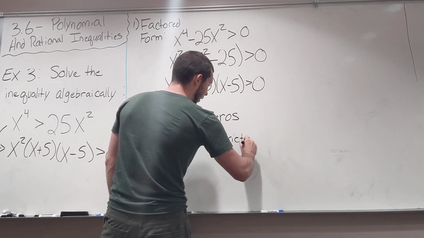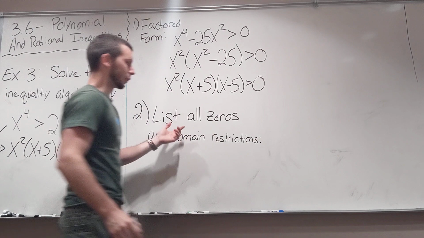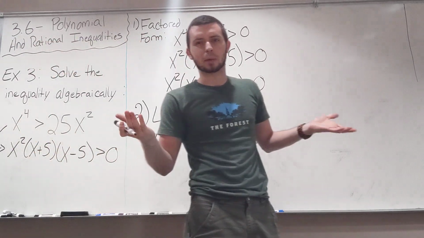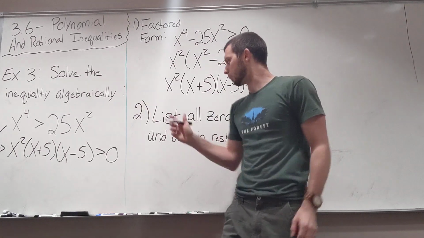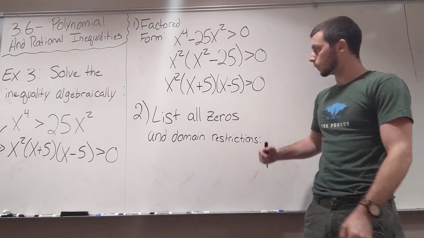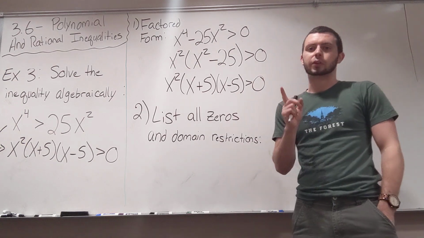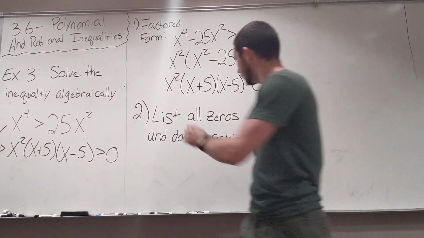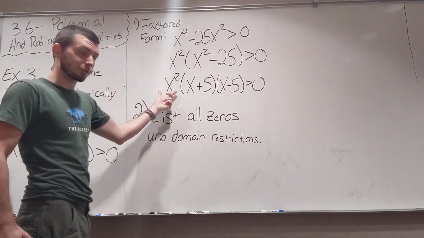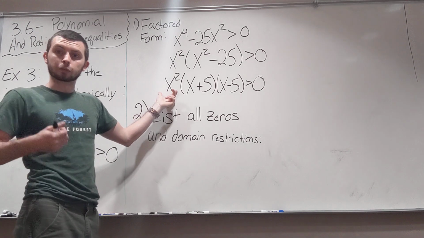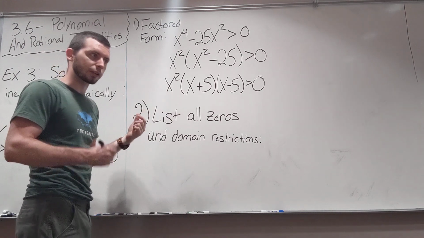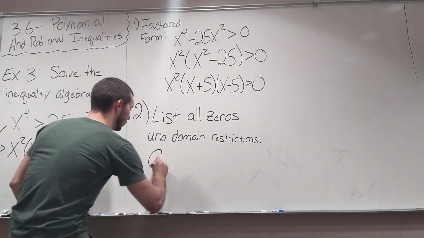Well, we're not going to have any domain restrictions, just like in the last problem. We don't even have a denominator, so we can scratch that. Zeros, though, we have 3 zeros from this problem. Remember, we get one zero from every factor. X squared is a factor. It's the same thing as x plus 0 squared. So we do get a zero from this. That zero being, well, 0.